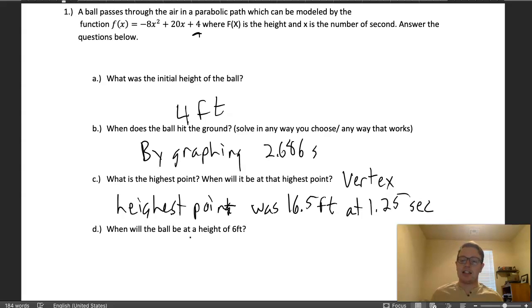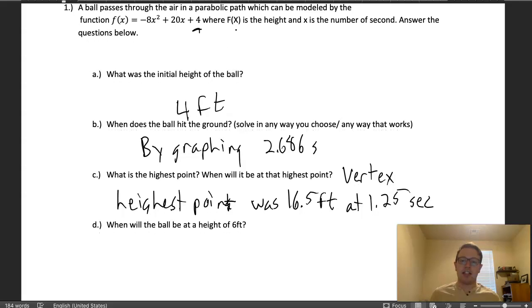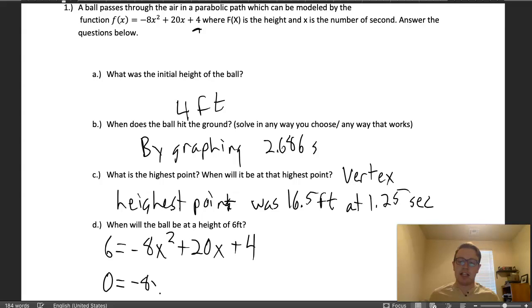And finally, it's asking us when will the ball be at a height of 6 feet. So this time, what we're going to say is our height is 6 feet. So we'll say 6 is equal to minus 8x squared plus 20x plus 4. So here, we're just going to do what we always need to, which is set one side equal to 0. So this will be 0 is equal to minus 8x squared plus 20x minus 2.